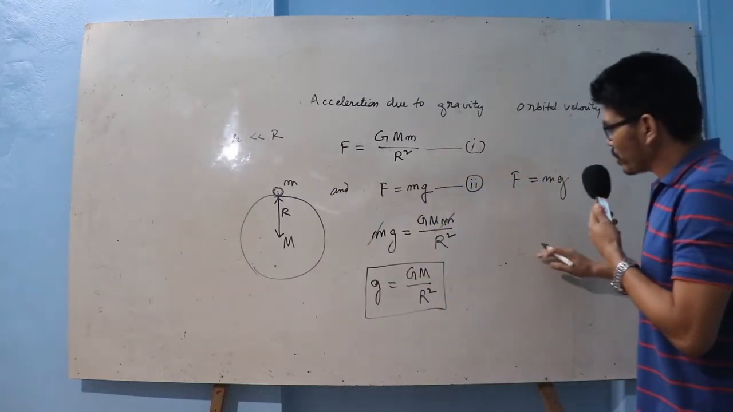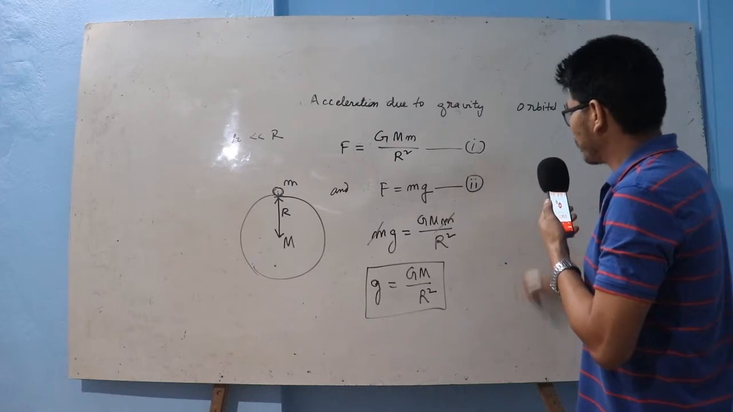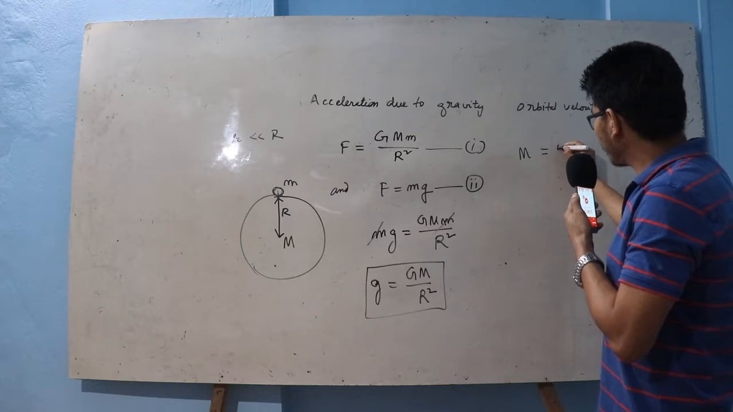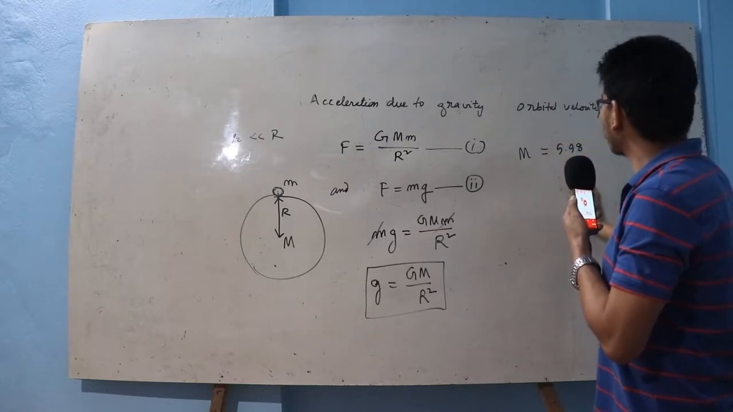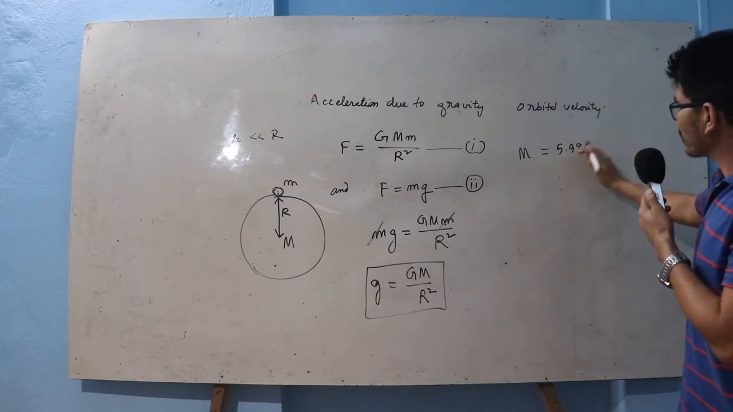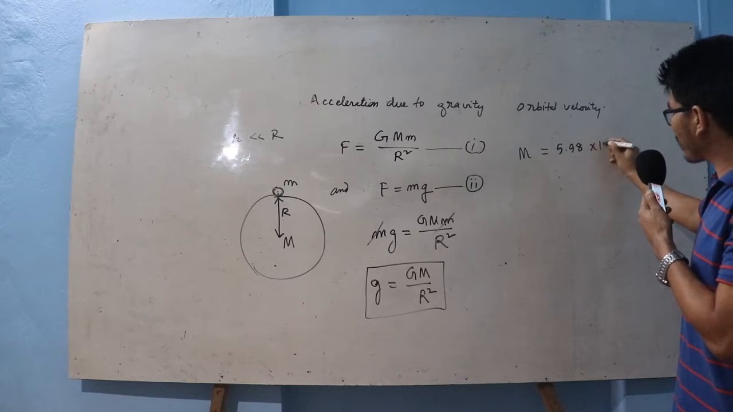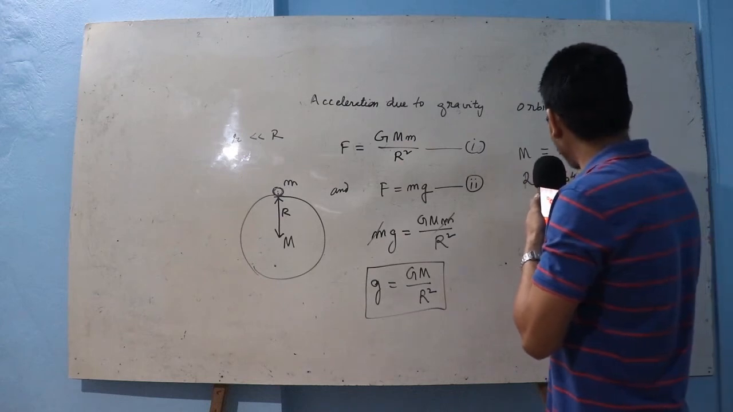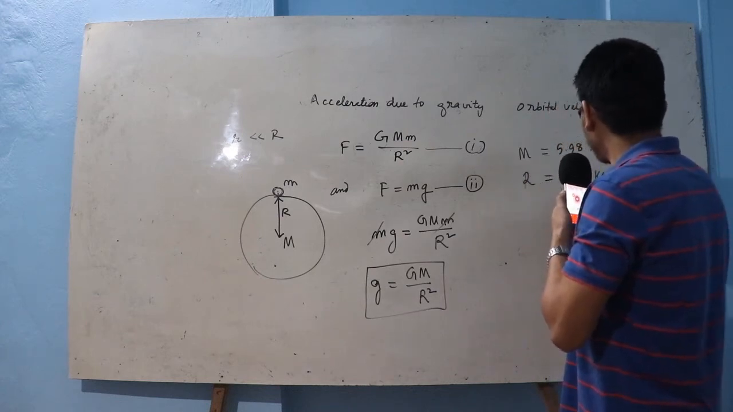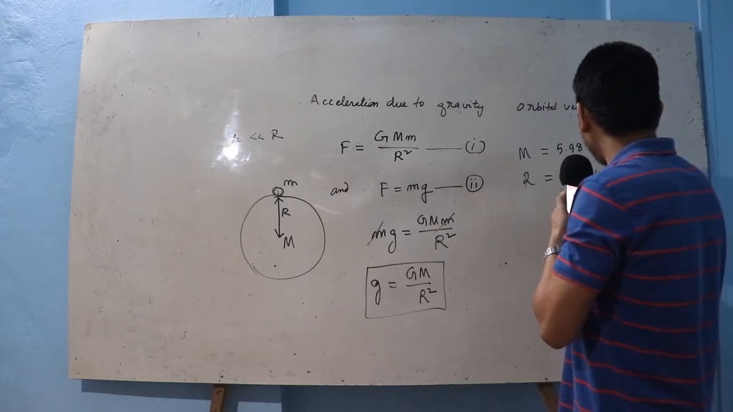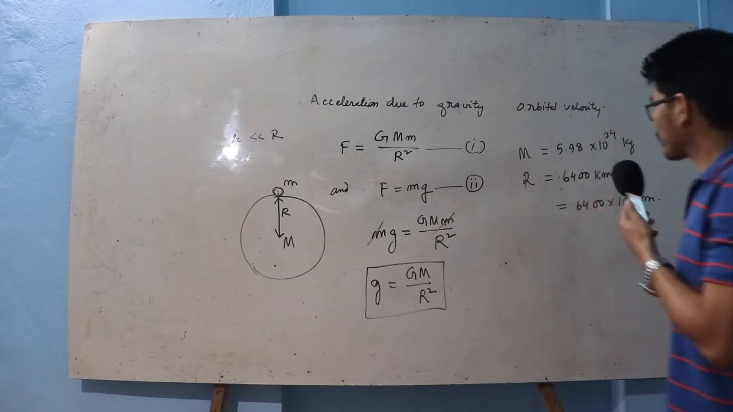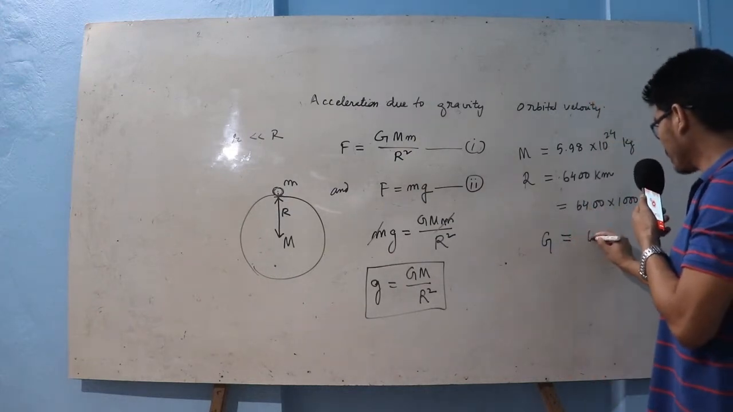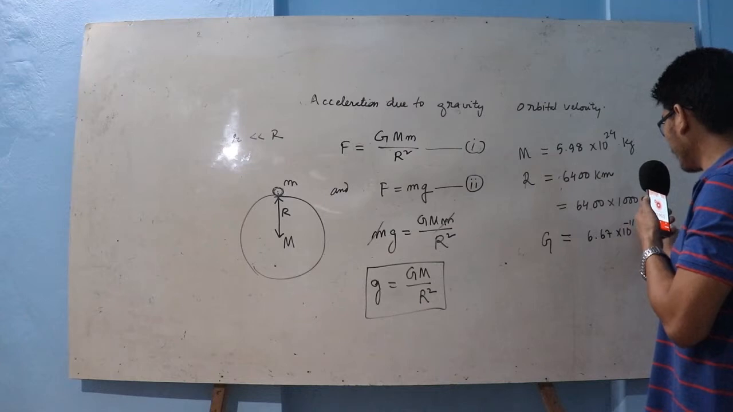Now, coming back to the earth. The mass of the earth is approximately 5.98, but this is generally taken as about 6. But let's just take it as 5.98 into 10 power 24 kg. It is the mass of the earth. And the radius of the earth is about 6400 kilometer. When you change it into meter, 6400 multiplied by 1000 meter. Then G, the universal constant, whose value is 6.67 into 10 power minus 11 SI unit.